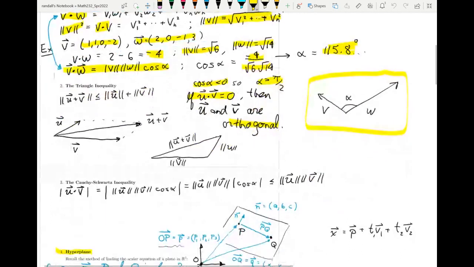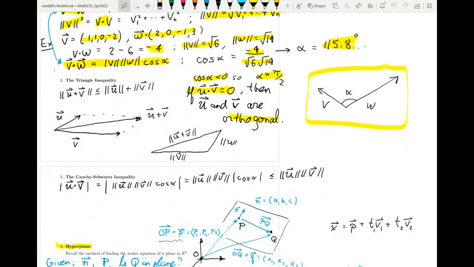Then we have the triangle inequality, which works in all dimensions too. So there it is here. The norm of the sum of two vectors is less than or equal to the norms of the two vectors added together. And I can see why this is related to a triangle. I can draw a triangle given the two vectors u and v. Then I draw a third line, u plus v.